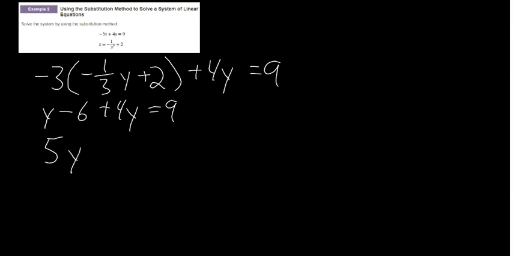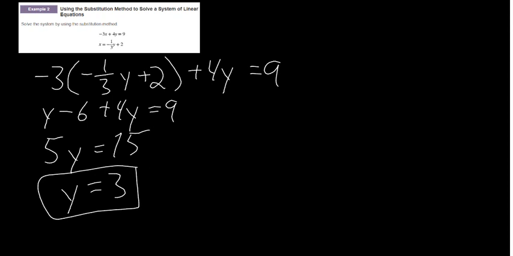We add 6 to both sides. We end up with a 15. So we have y is equal to 3. Okay, y is equal to 3. So now what we have to do is plug this y equals 3 into the y for the original x. So we have x is equal to a -1/3 times y, which is 3, plus 2.